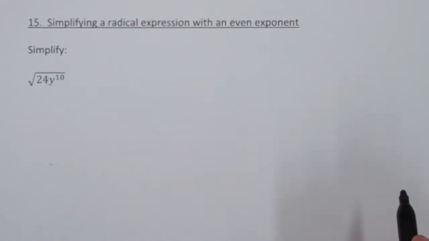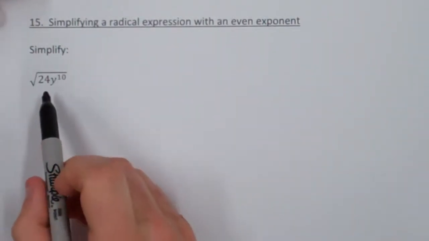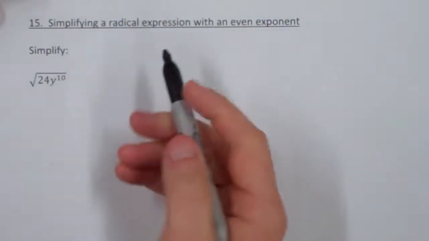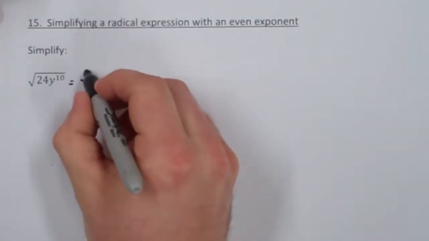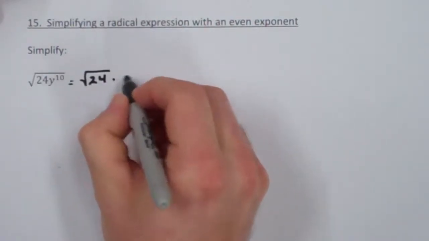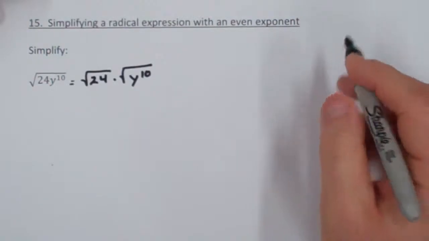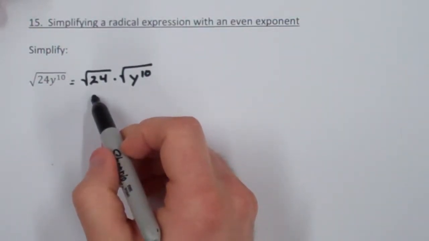For number 15, we need to simplify this radical expression, and it's often useful to look at the number part under here and then the variable part. So let's go ahead and break that up. Square root of 24 times the square root of y to the 10th power. The square root of 24 can be broken down.